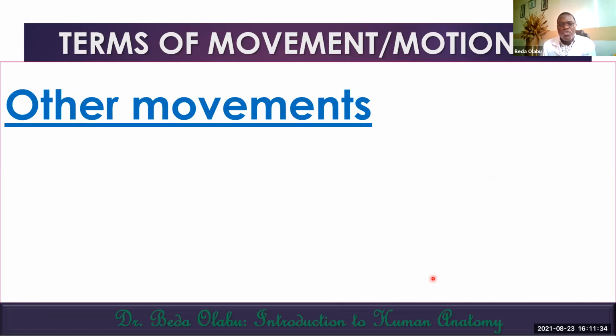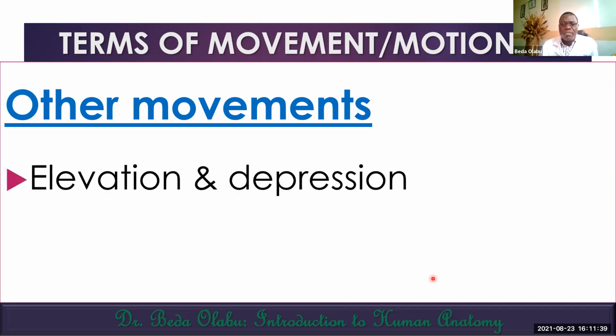Apart from those unique movements in the limbs, there are other movements still that I want to finish with. There is what we call elevation, and the opposite is depression. To elevate is to take upwards, and to depress is to take downwards. So think through what can elevate and depress. Your shoulders can elevate and depress, as I'm showing. This is elevation of the shoulder. This is depression of the shoulder.